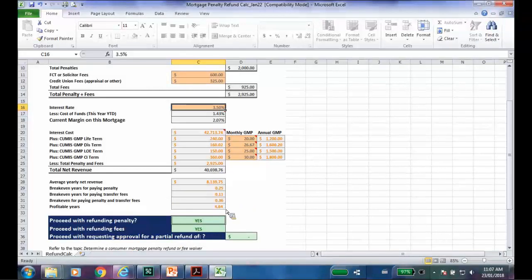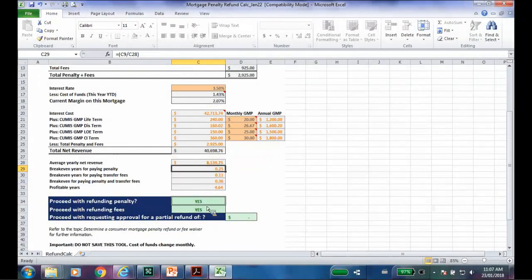In this situation, you'll see that we will be refunding the penalty as well as the fees that apply to this member's mortgage transfer. So what the calculator is basically doing is calculating a break even for paying the penalty. So how long is it going to take us to break even for incurring these fees? At the moment, it's set at 3 months. So that's what the 0.25 is. 0.25 is 3 months. So within 3 months, we basically would break even.